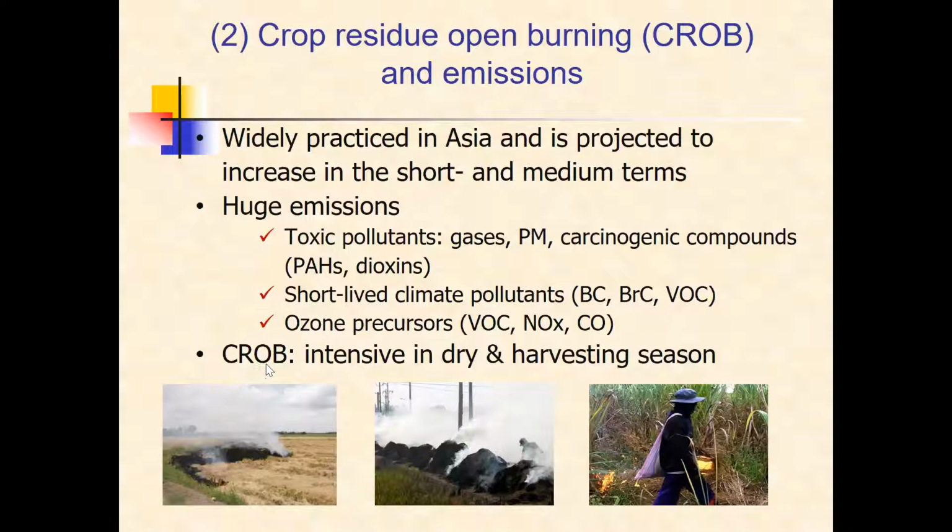Worse is that this open burning activity normally happens in the dry season when harvesting happens. And in the dry season, the air is already stagnant without wet removal, so it intensifies or exacerbates the level of pollution in the air. So these are a few pictures of rice straw open burning in the field, like in Thailand. In Vietnam, they also burn it in the village after they take the seed, so the rice straw left also gets burned, and then sugarcane burning.